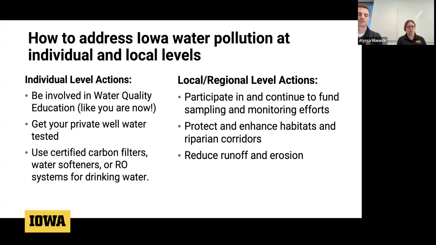If you're concerned about your actual water quality in your home from your tap water, I would recommend using a certified carbon filter, adding a water softener, or even an RO system for your drinking water.